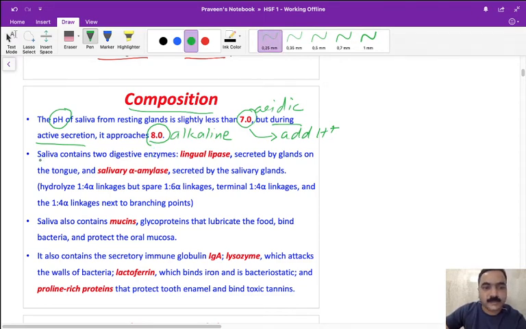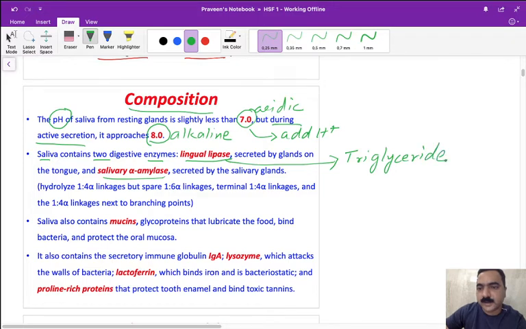Saliva contains two digestive enzymes: the lingual lipase and the amylase. Lipase digests the triglyceride.